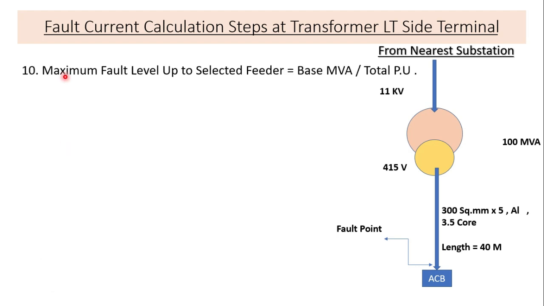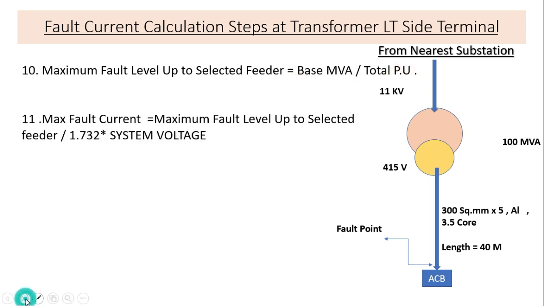Now in the final 10th step we have to calculate the maximum fault level up to the selected feeder, which is the base MVA divided by total PU. And finally we calculate the maximum fault current as per this formula: maximum fault level up to the selected feeder divided by 1.732 into system voltage. So this is the formula. Now let's follow these steps one by one, which we have already discussed.